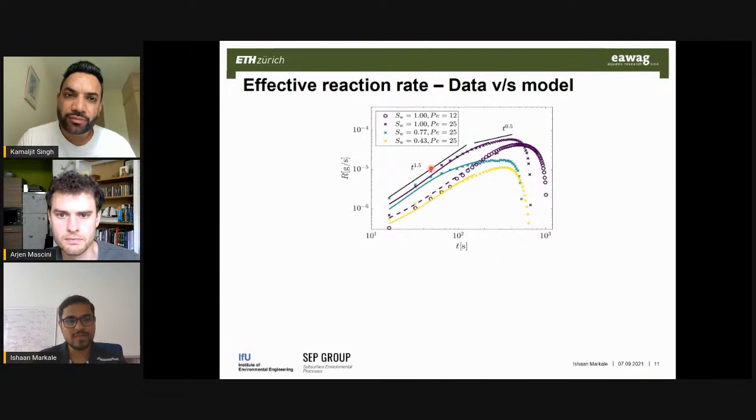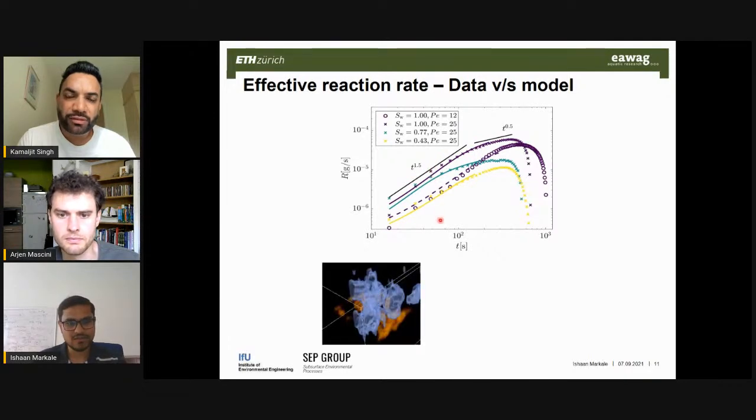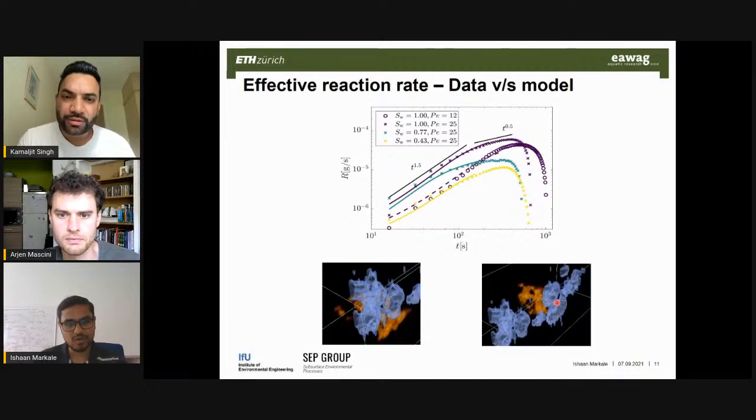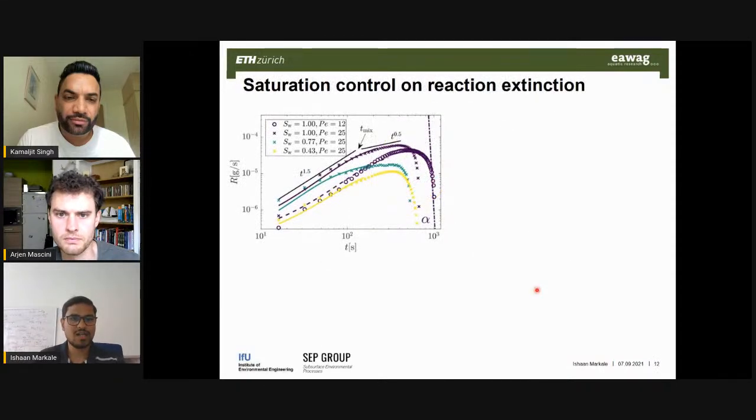And this is mainly, as I showed before, the elongation of the mixing front, which was seen at the initial times, which becomes more homogeneous as you move through the porous medium. Another thing to notice here is that as saturation decreases, you have a lower effective reaction rate, and it takes longer for the reaction to slow down. And we'll come to this in the next slide now.